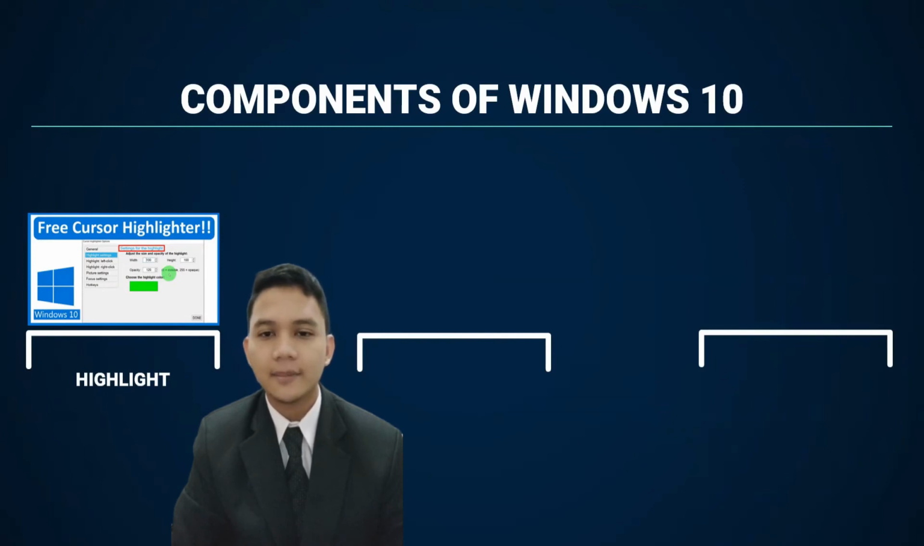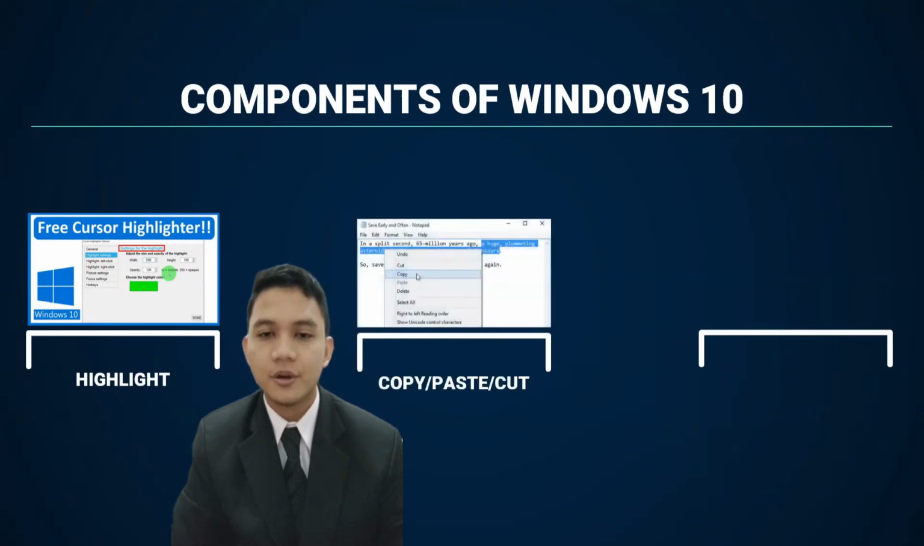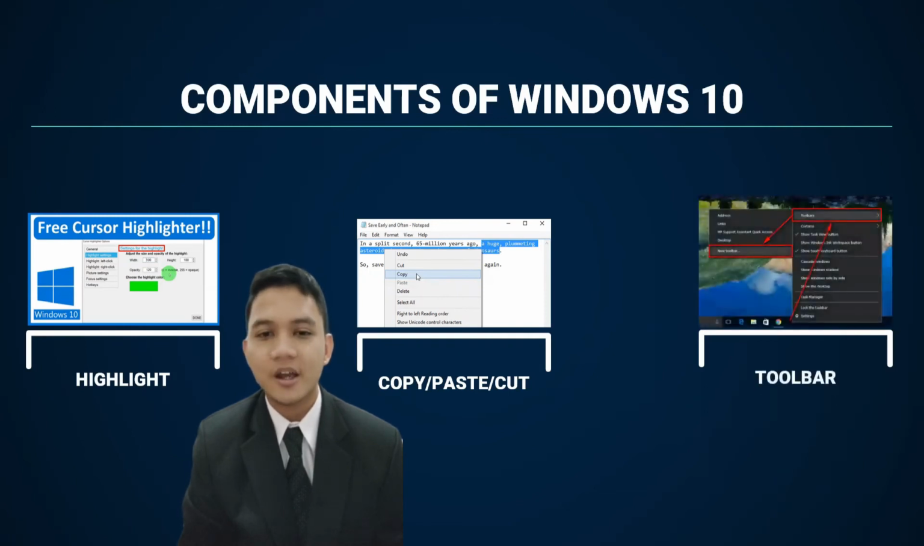And the next component of Windows 10 is copy, cut, and paste. Copy is used to copy a portion of a document from one location to another. And then paste is used to paste the copied item on the desired location. And the last, cut, is used to move an item. And toolbar is a simple row where we can see options to customize the look of our open windows.